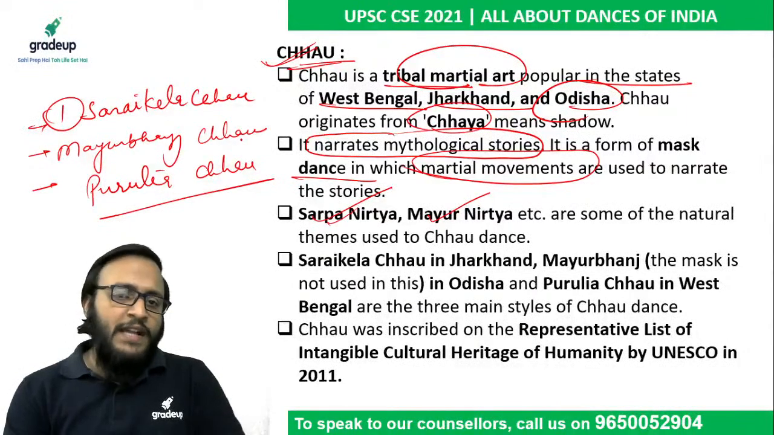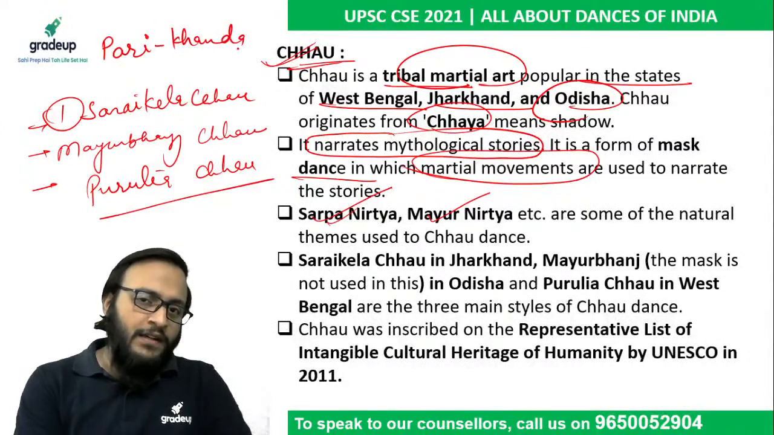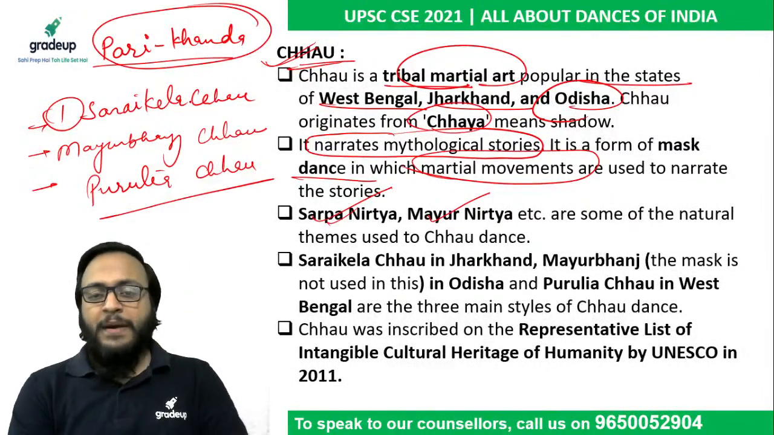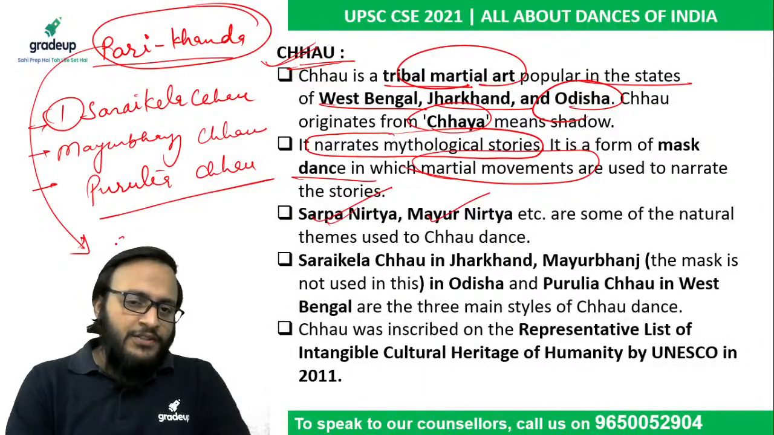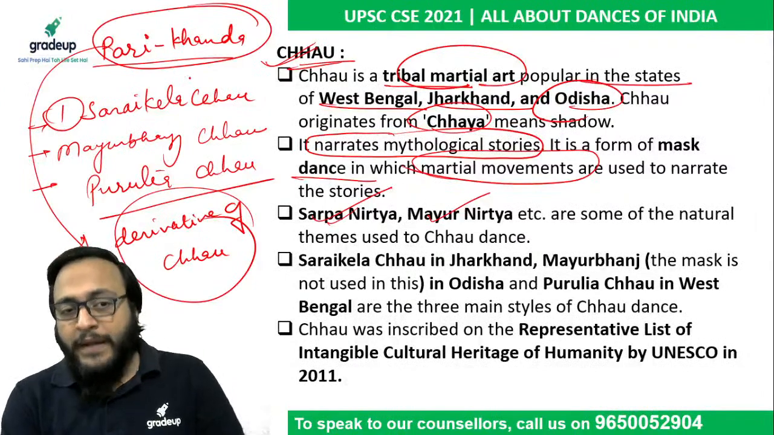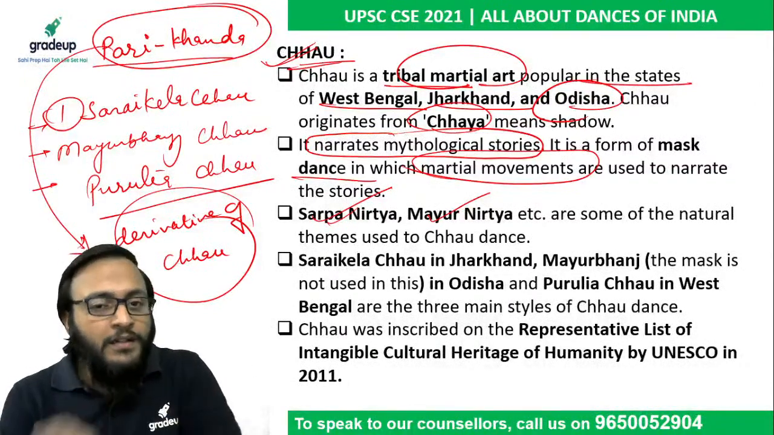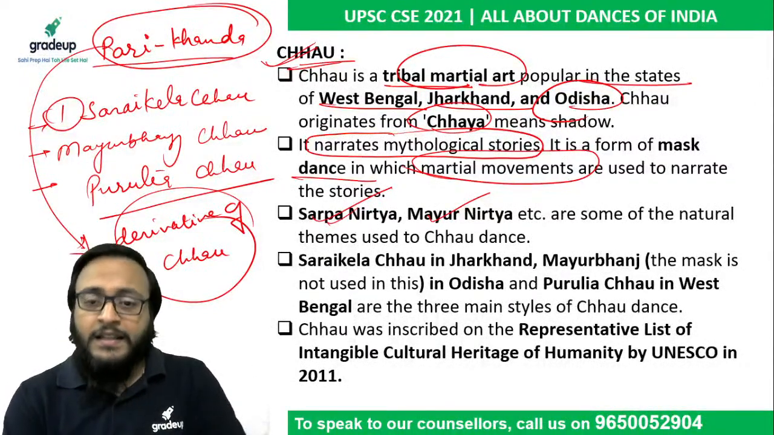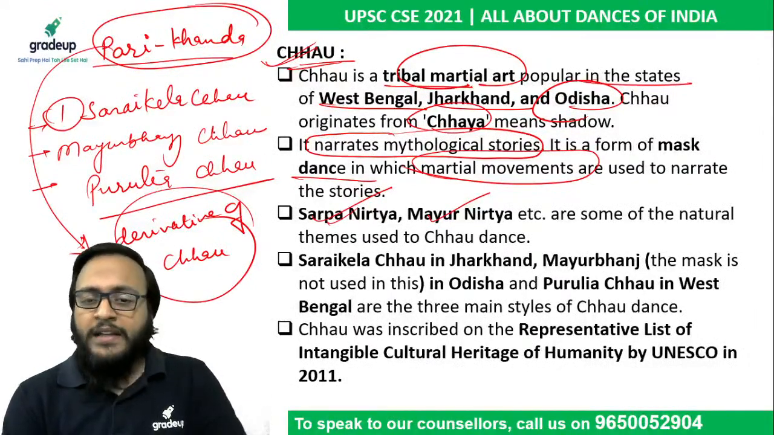And in fact, let me tell you that you might have heard about a martial art tradition called Parikhanda. If you have not heard, then please learn it from here. This Parikhanda is a derivative of the Chhau dance only. In fact, the Chhau dance is Parikhanda without any weapons. Just a mock movement of the martial art theme, so that becomes a dance. If weapons are given, that becomes a martial art. So Parikhanda and Chhau are interrelated.